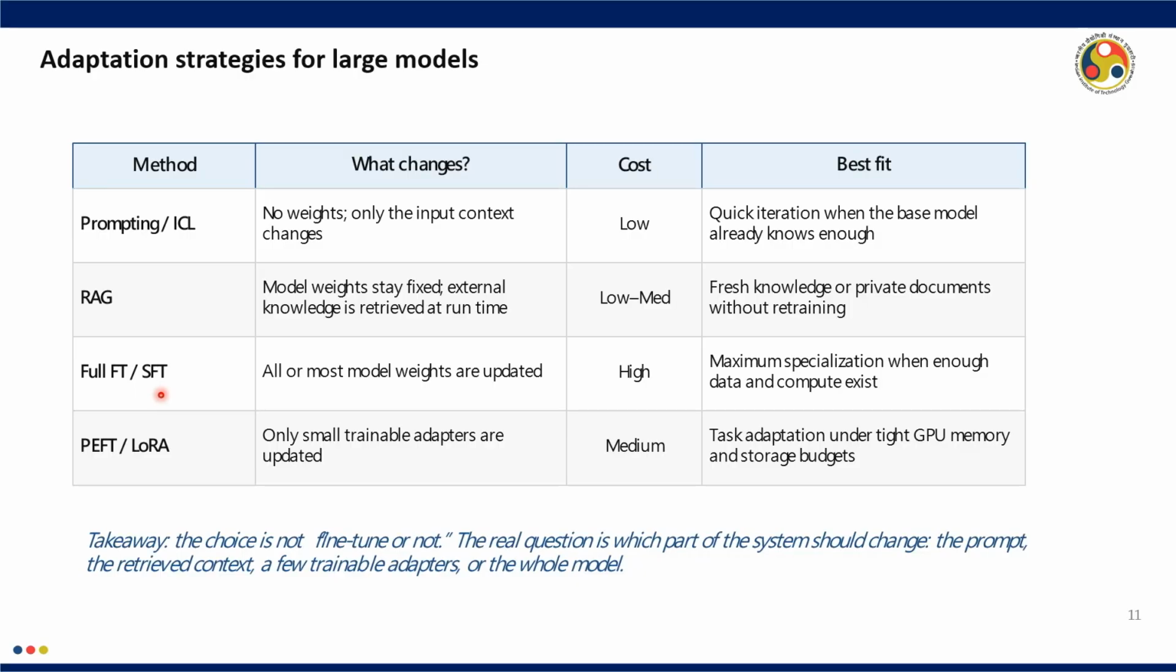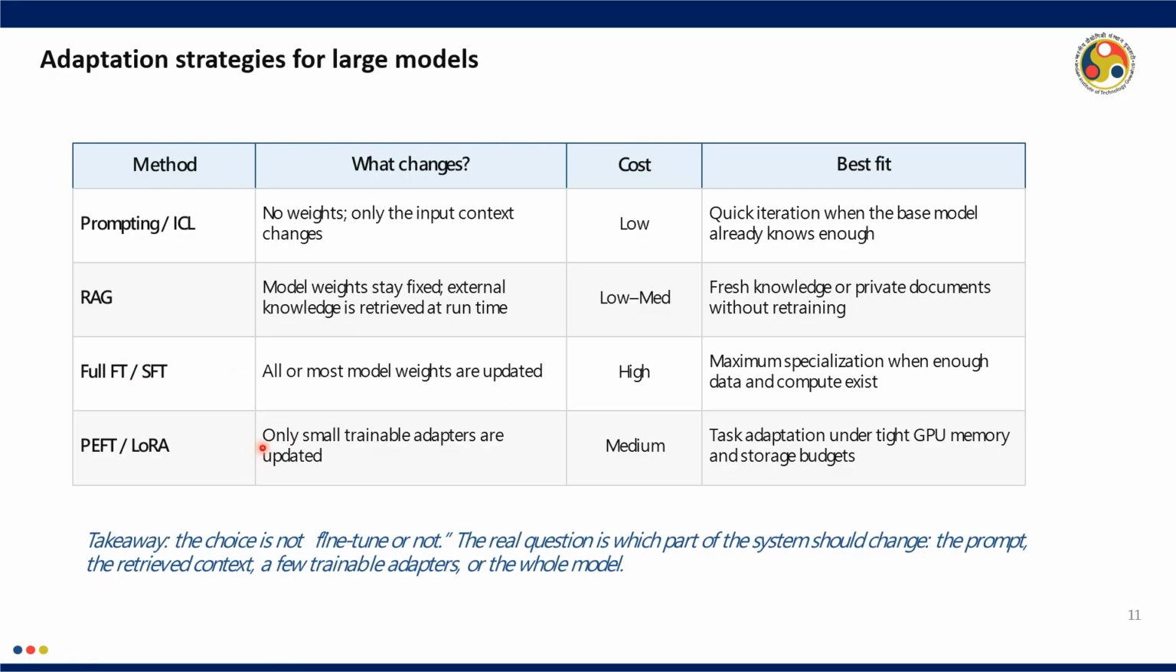Full fine tuning or supervised fine tuning, the SFT, is where all or most model weights are updated, mostly if we do full fine tuning. So that is the high cost. Obviously you can imagine how many GPU hours we need to spend, and this has maximum specialization for this particular domain. Obviously this is not always feasible, so we also go for supervised fine tuning where we have the labeled data, and based on the labeled data we can fine tune a few of the parameters of this particular LLM.